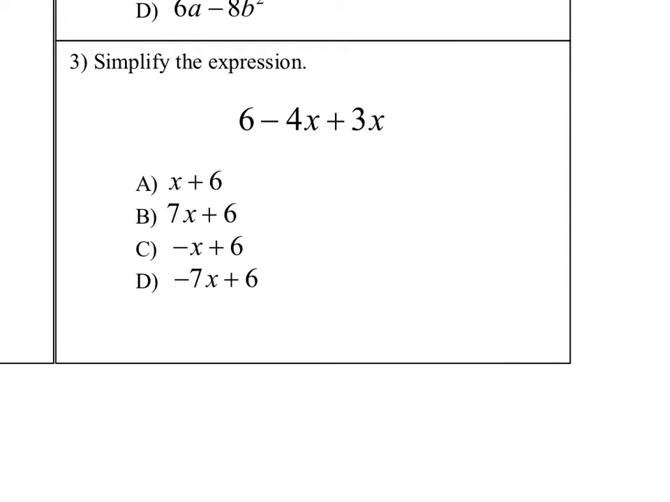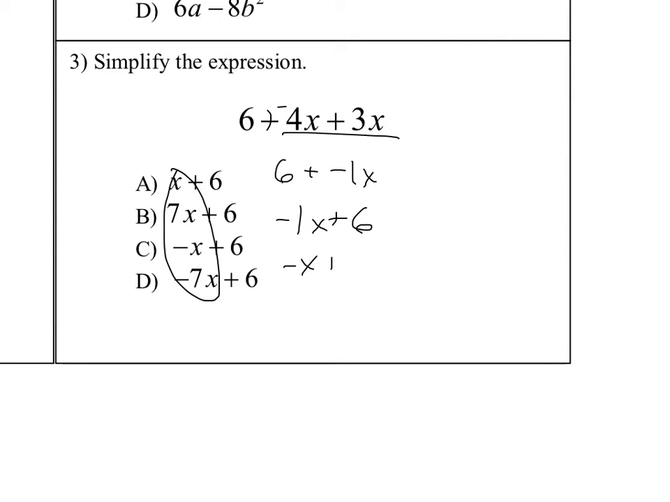Finally, we want to simplify this expression. So it looks like we need to combine the like terms here. Change this to add the opposite. It tells me I have negative 4x plus 3x. This is more negative than it is positive, so that's going to give me negative 1x. And that can be rewritten, it looks like they've got all the x terms first here, as negative 1x plus 6. That's why we need that addition to do that commutative property. And negative 1x is just the same thing as negative x plus 6. So that's answer choice C.